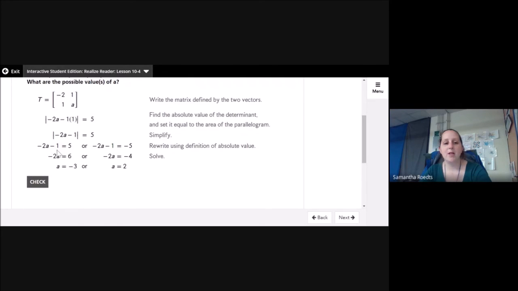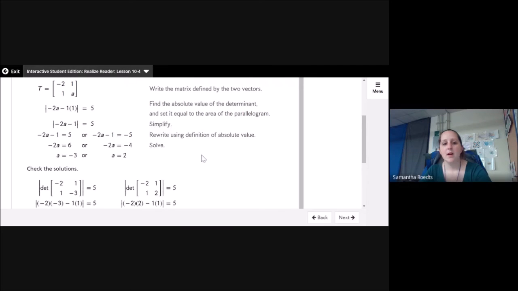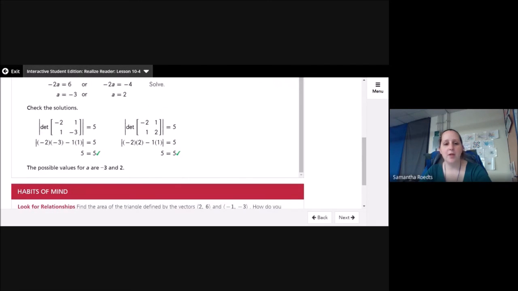So negative 2A minus 1 could equal positive 5, which would give me negative 3, or it could equal negative 5, which would give me 2. I check both answers. Both answers do give me positive 5. So A could be either negative 3 or 2.